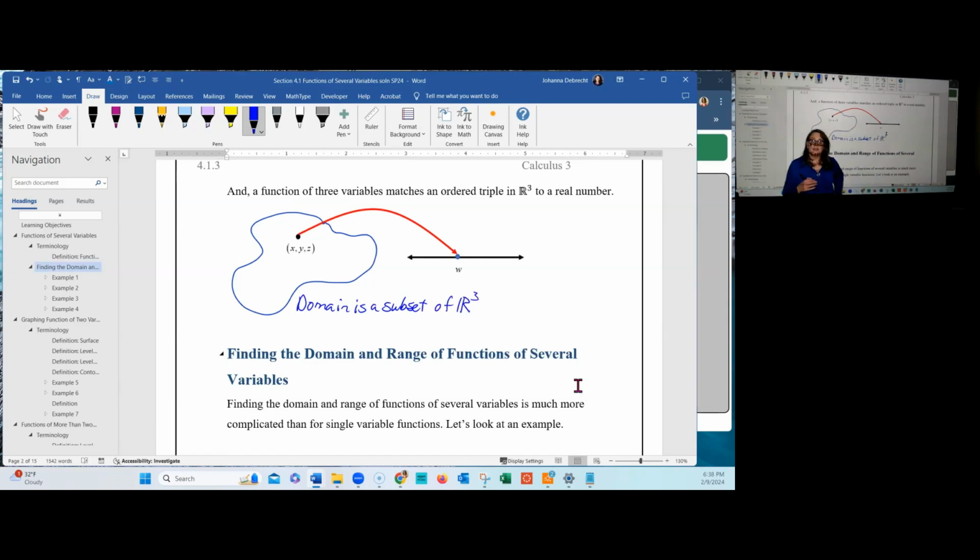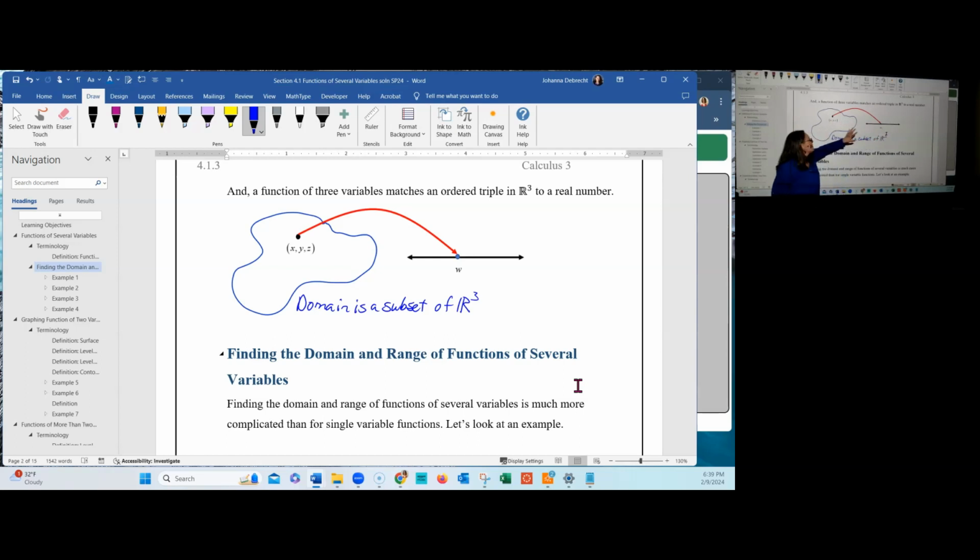What we normally think of when we think of z being positive going up, x coming out of the screen, and y going to the right. That entire space that, well, we live in. That is our domain. We take the ordered triple and we map it to something else.